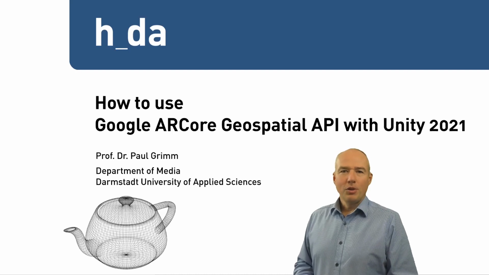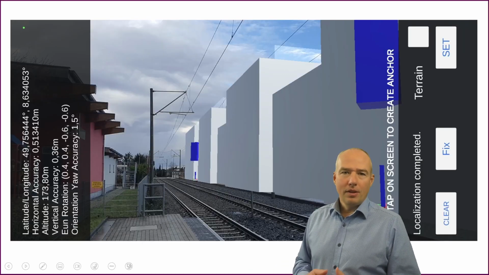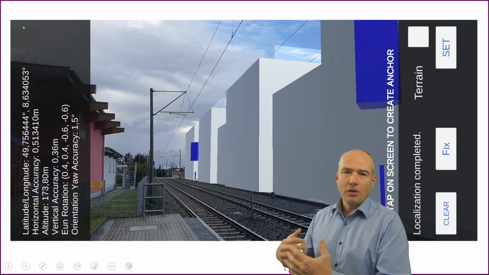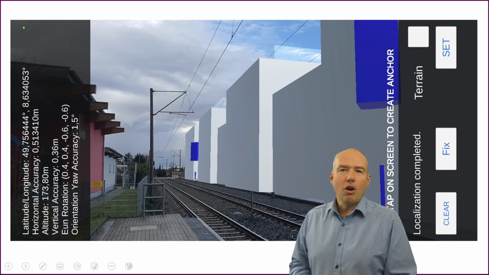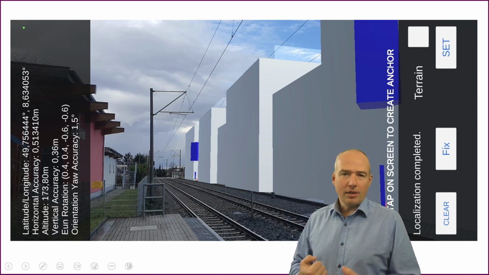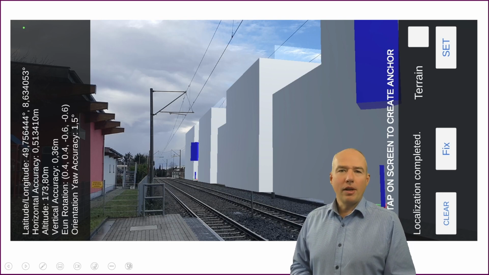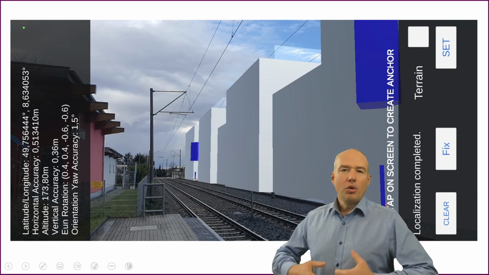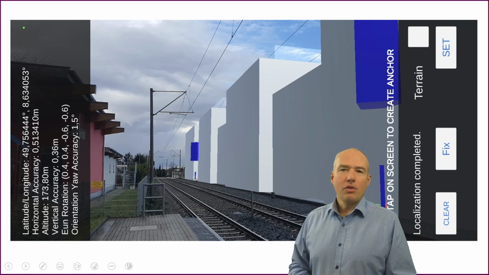Welcome! Today I will show you how you can use Google ARCore Geospatial API for your own applications using Unity. If you want to build a convincing visualization for urban planning, for example, the Geospatial API is really a promising and very powerful API and tool to add 3D models to your real environment.